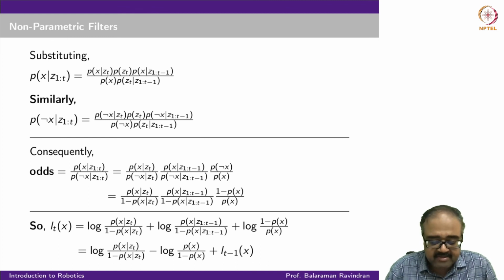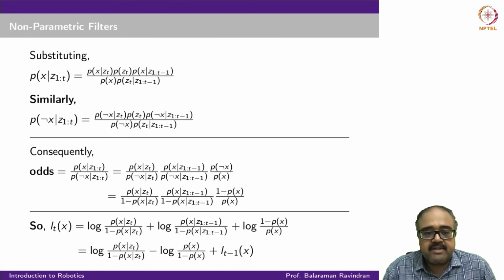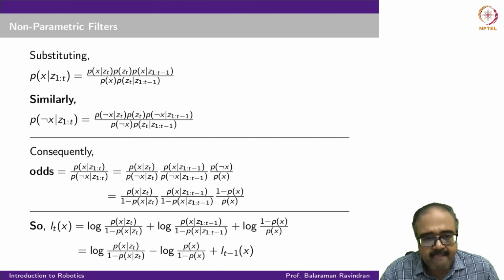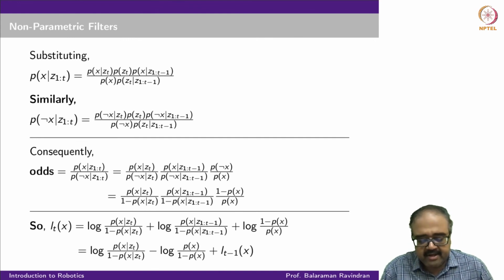So that's Lt of x equal to log of p of x given zt divided by 1 minus p of x given zt. This is essentially the second term that we had in the Bayes filter expression. That's the log odds for the inverse measurement model for the current measurement zt, and then I get log of p of x given z1 to t minus 1 divided by 1 minus p of x given z1 to t minus 1. And what is that? That is Lt minus 1 of x. That's my previous belief, right?